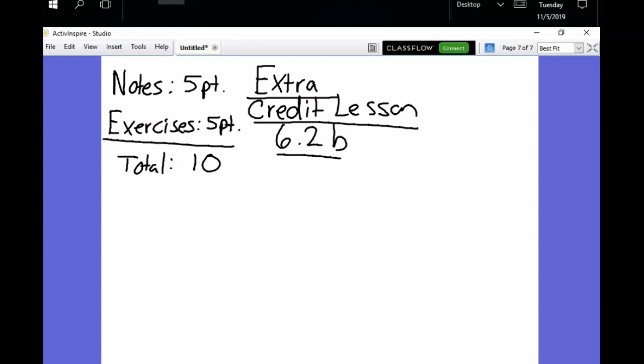Okay, here's your extra credit lesson 6.2b. You get 5 points for doing the notes, and you get 5 points for doing the exercises, total of 10 points. What we're doing today is factoring differences and sums of cubes.